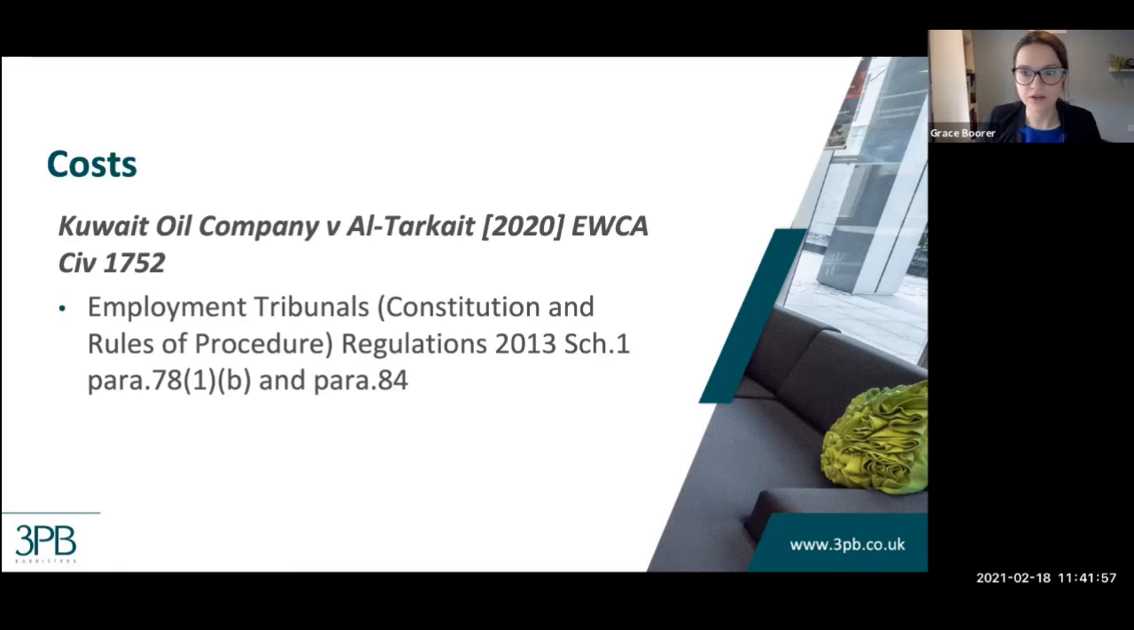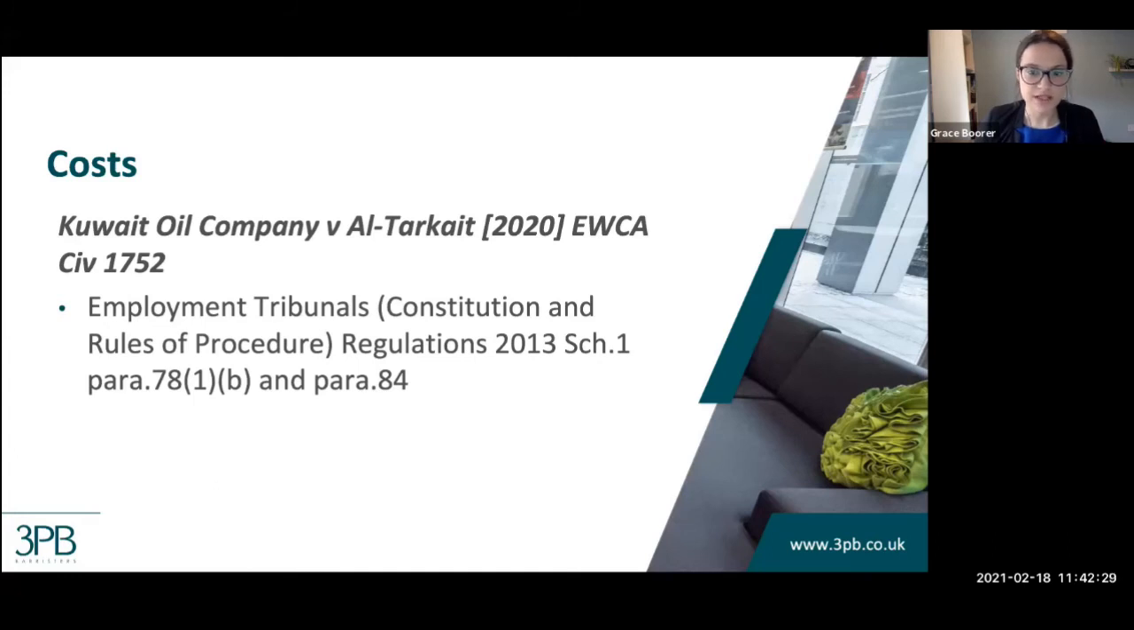Now, I'm not going to look at those rules in a lot of detail, but just pick out the ones that are relevant to this recent decision of Kuwait Oil Company and Al Tarkait, as it's a useful clarification from the Court of Appeal about the Employment Tribunal's discretion in relation to limiting costs. So if we look at Rule 78 of the Tribunal Rules, that sets out the amount of a costs order that can be made, and there are various different options set out there.